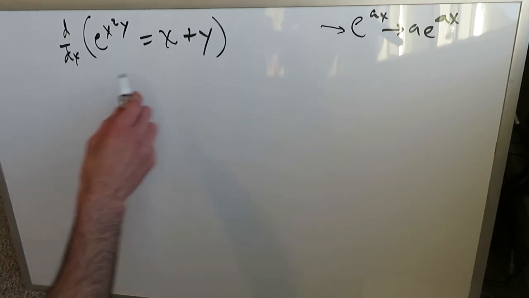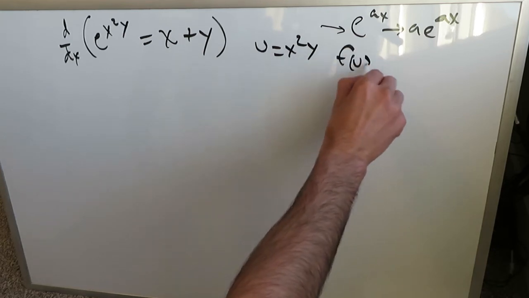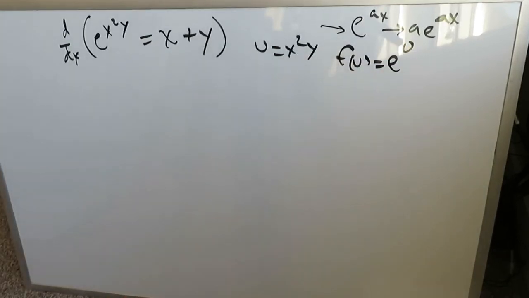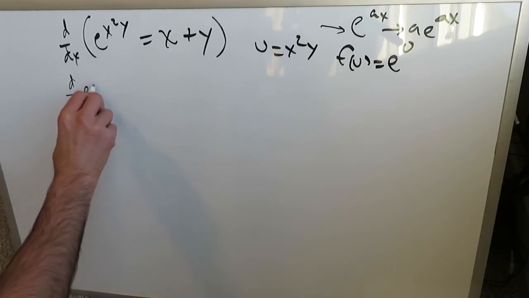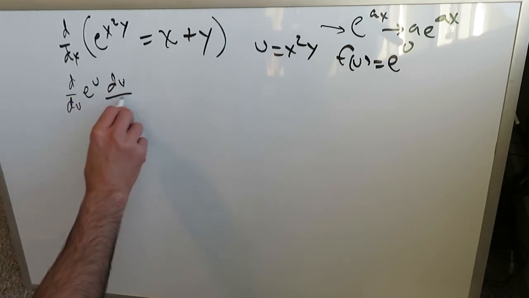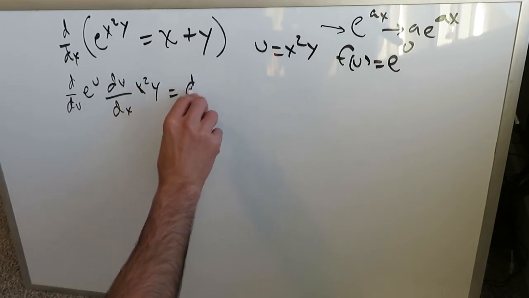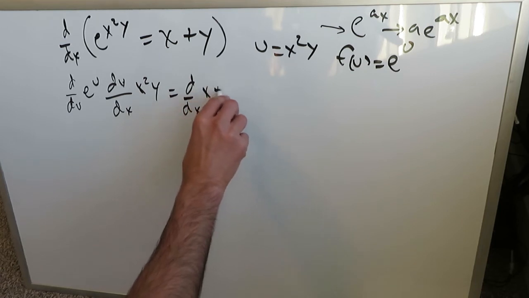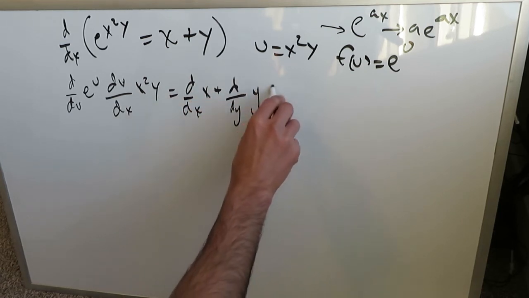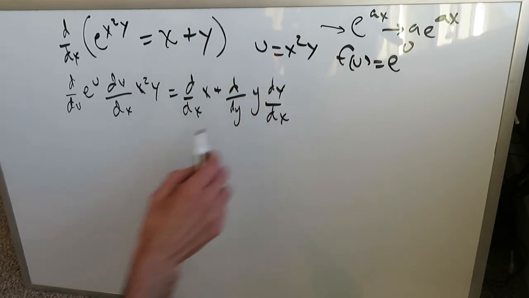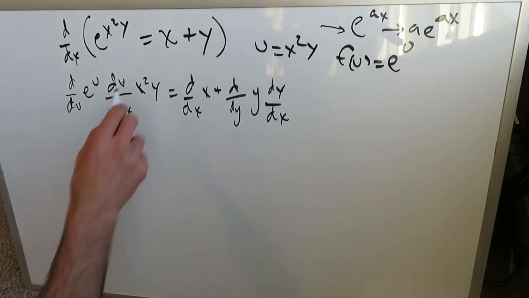Let's look over here. If u is equal to x squared y, then f of u is equal to e to the u, and we'll proceed with that. Open this up. d/du of e to the u, and then du/dx. You have x squared y, whose derivative is the derivative in terms of x plus the derivative in terms of y, dy/dx, and you know you're always solving for dy/dx. That's the mainstay for these types of questions.